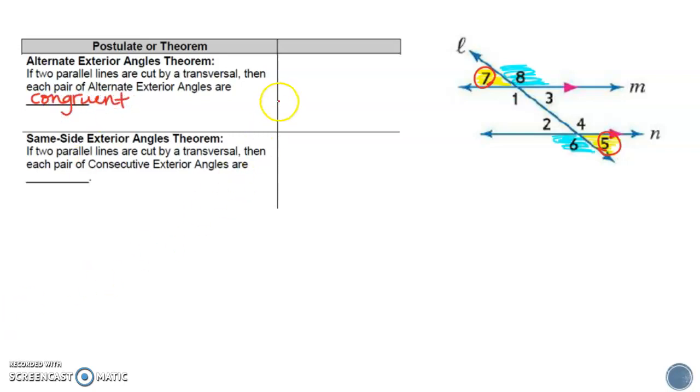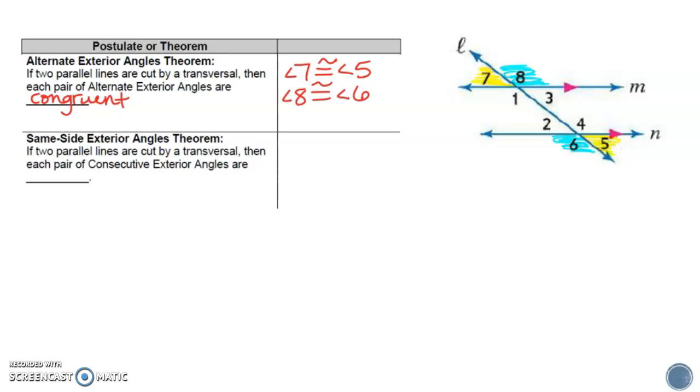So I can say that angle 7 is congruent to angle 5. And the other pair of alternate exterior angles would be 8 and 6. So I could say that angle 8 is congruent to angle 6. Whatever angle 8's measure would be the same thing as angle 6's measure.